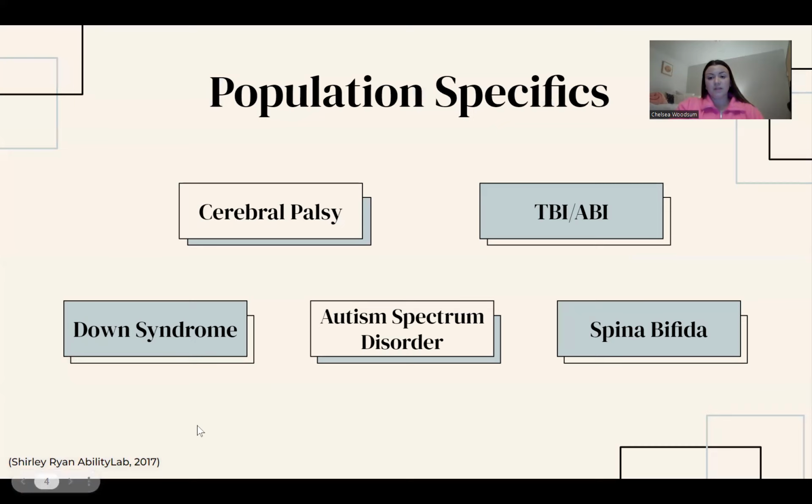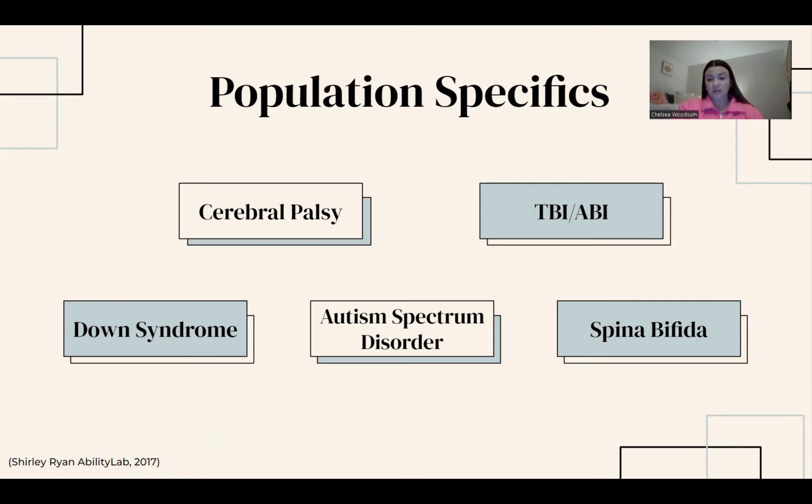So some populations that typically use the PEDI include cerebral palsy, traumatic brain injury or acquired brain injury, Down syndrome, autism spectrum disorder, and spina bifida. These are just some common diagnoses within children.